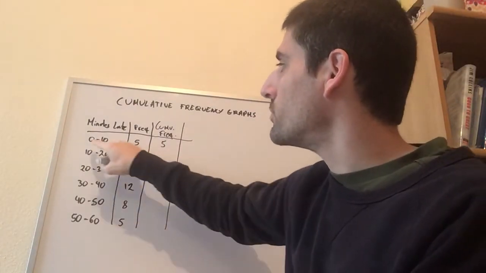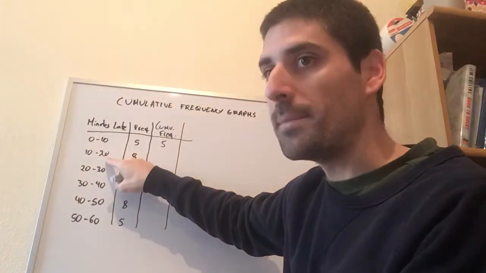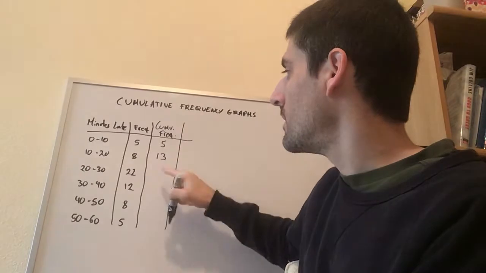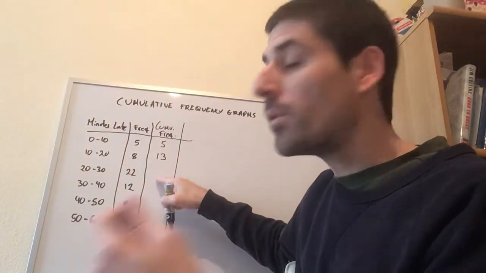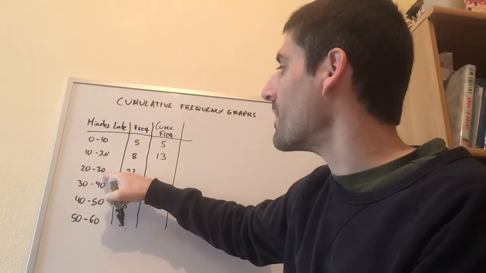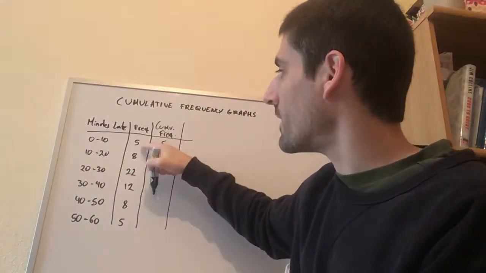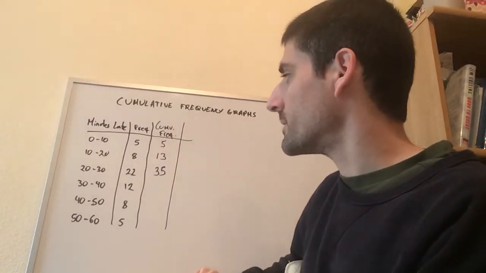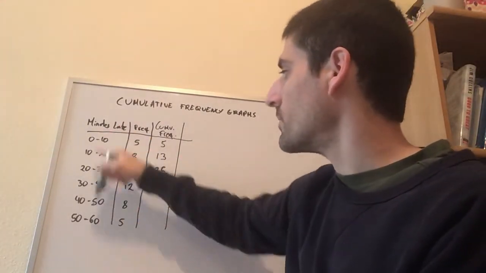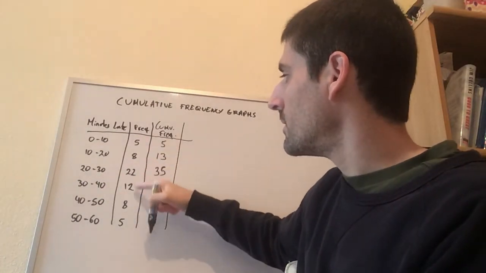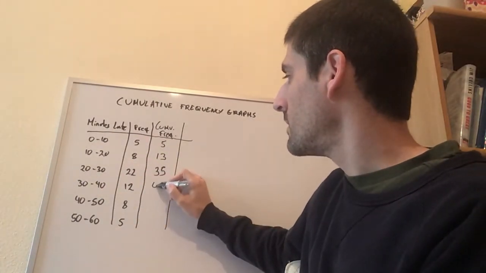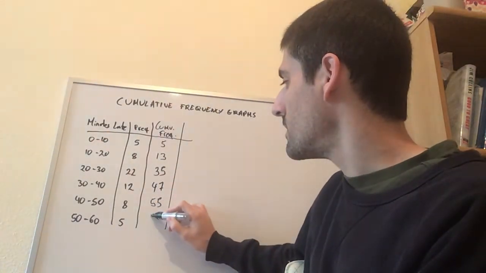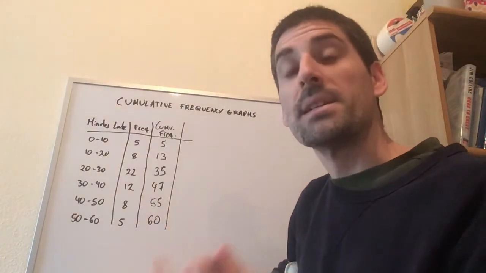How many people were between 0 and 20 minutes late? Well, this 5 plus this 8. Here is how many people were between 0 and 30 minutes late. Well, this 5 plus this 8 plus this 22, I make that 35. How many people were between 0 and 40 minutes late? All of those together. So that's 47, 55, 60. So we know we have 60 people in total.